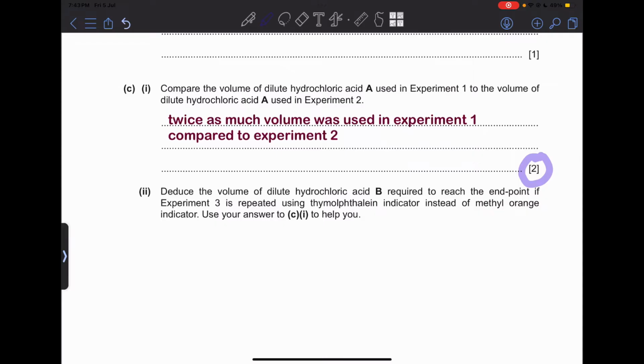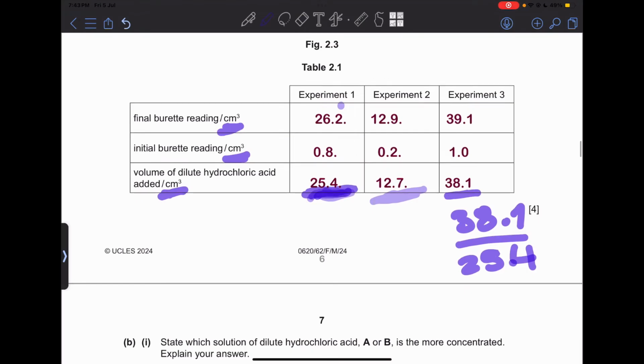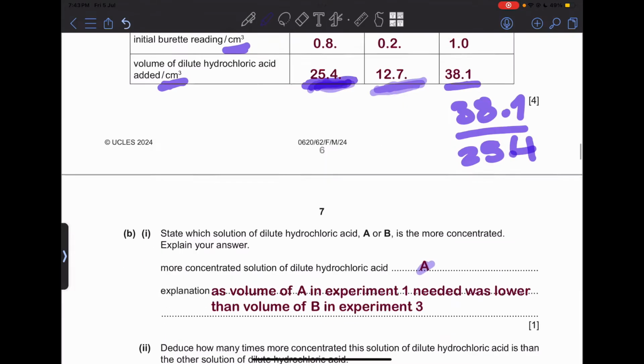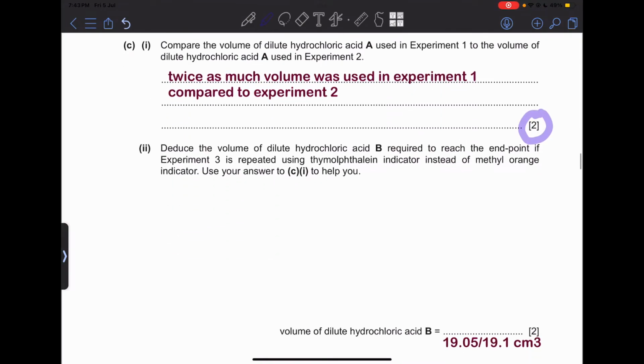C I, compare the volume of dilute hydrochloric acid A used in experiment 1 to the volume of dilute hydrochloric acid A used in experiment 2. It is actually twice as much volume was used in experiment 1 compared to experiment 2, because we can see here that in experiment 1 there was 25.4 cm³ used, but in experiment 2 it was less than half of that amount. So it is actually maybe more than twice that much, you can say that, but you can get the mark as long as you say twice as much.